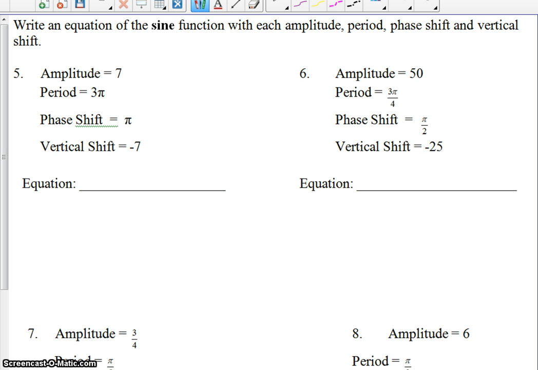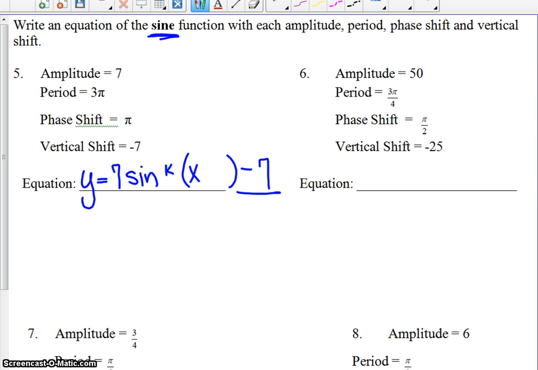So I'm going to start with my equation. Y equals, and it's the amplitude, so 7. I know here we're dealing with sine, so for 5 through 8, we're dealing with sine. So 7 sine. And I'm going to have to calculate a k. I'm going to leave that to remind myself. I have my x, and this is our first chance that we have to deal with our phase shift. I knew that my vertical shift here was -7, so I knew -7 was on the end.